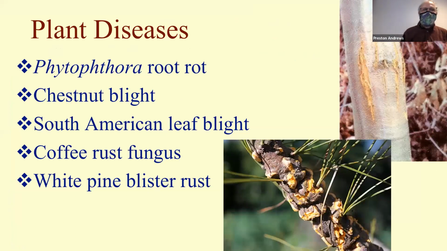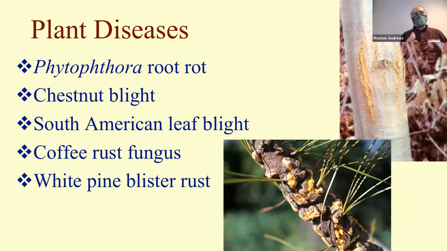Plant diseases. Phytophthora root rot infects avocados and bananas, citrus, potatoes, raspberries. It came in the soil in Wardian cases. Chestnut blight came in Wardian cases and has essentially killed all of the American chestnuts. And it came with Japanese chestnuts. The South American leaf blight fungus devastated the Brazilian rubber industry. There's a coffee rust fungus that came in Wardian cases.